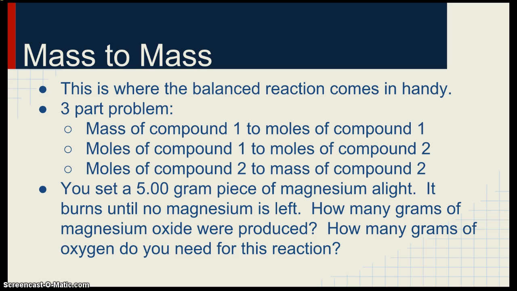You set a 5.00 gram piece of magnesium alight. It burns until no magnesium is left. How many grams of magnesium oxide were produced? How many grams of oxygen do you need for this reaction? I want you to take just a minute, write and balance that reaction.